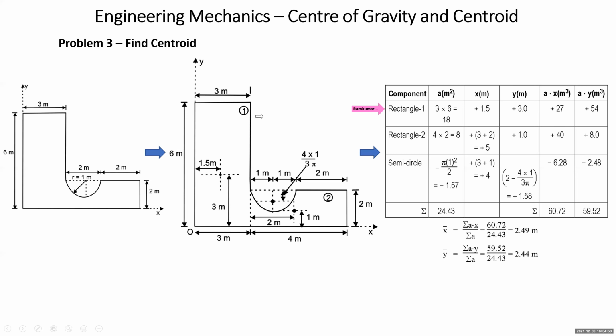What is area of that? 3 into 6. Its centroid, x coordinate. This is centroid of this rectangle. It is right of y-axis by 1.5. So x coordinate is plus 1.5. This point is above x-axis by 3. Y coordinate is plus 3.